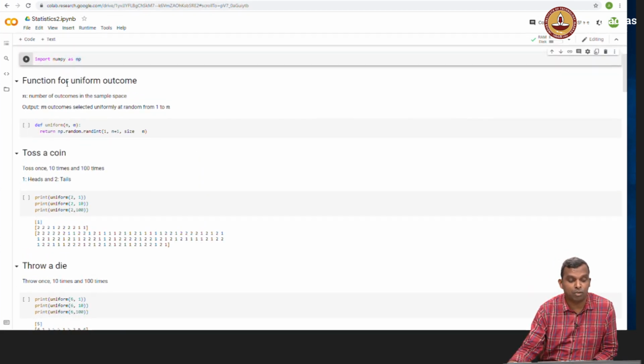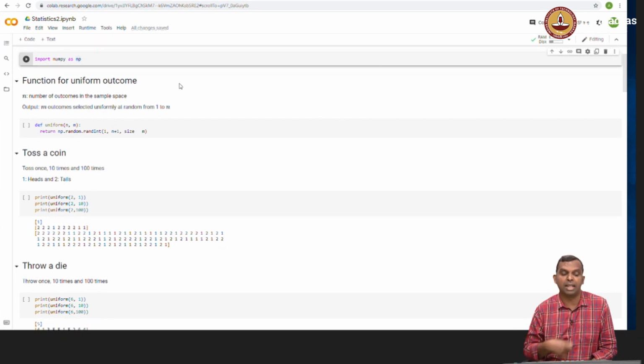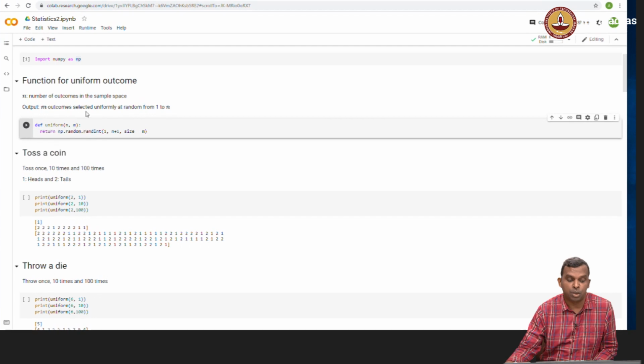First I have a function for generating a uniform outcome. Supposing you have n outcomes in the sample space and you want to select m outcomes independently, one after the other, uniformly. You need a function for that, and I'm defining that function. So you can run this. Your machine now knows that uniform(n, m) is something that will generate uniformly. There are n outcomes in the sample space, and it will generate m outcomes for you independently.